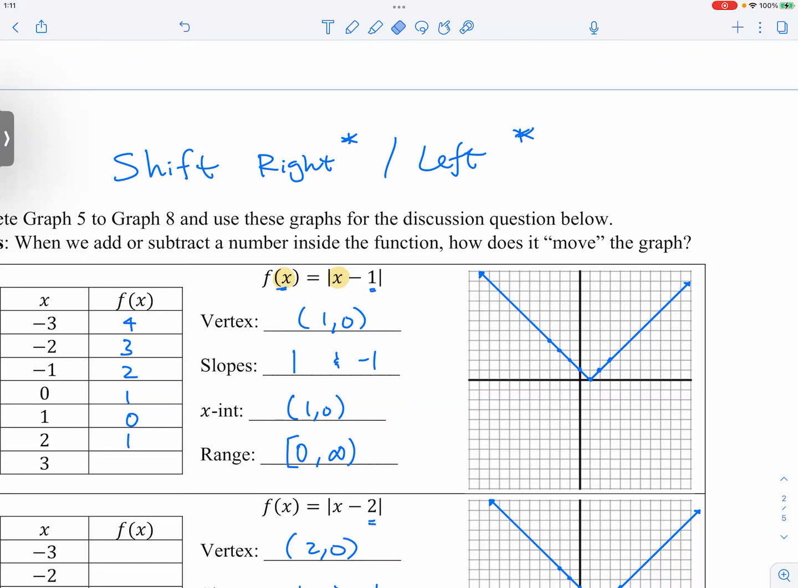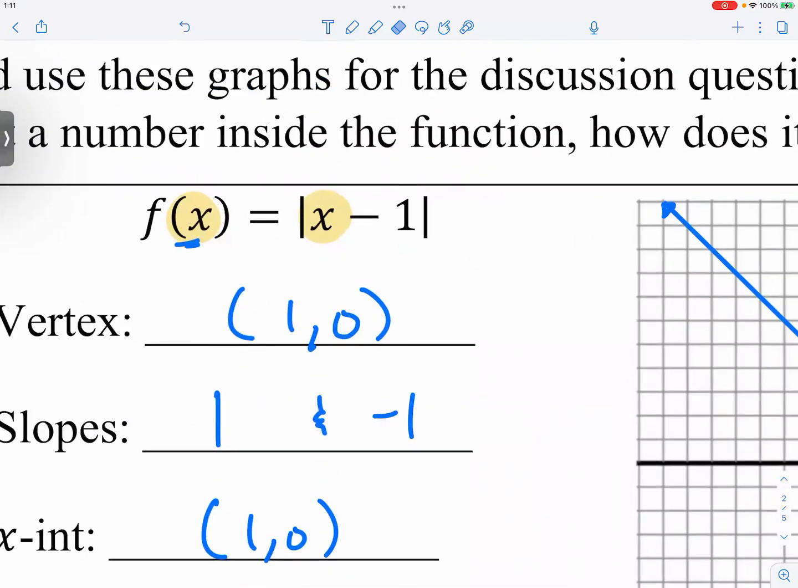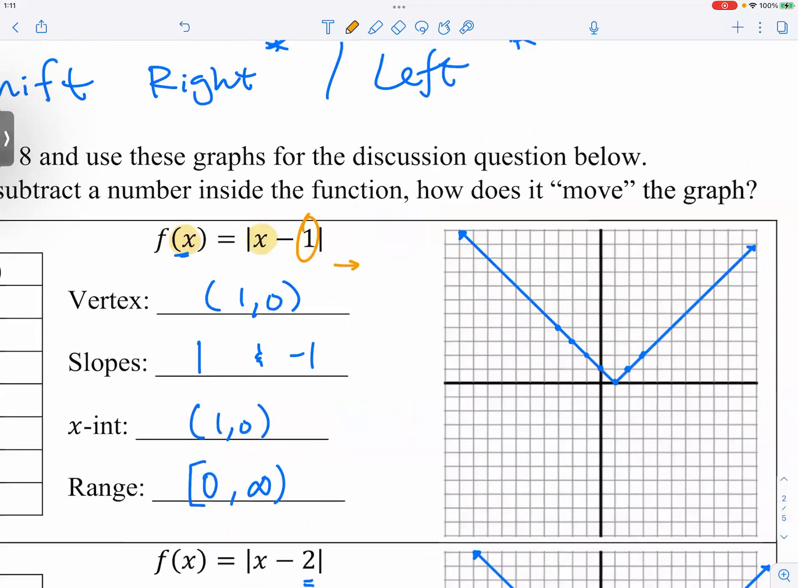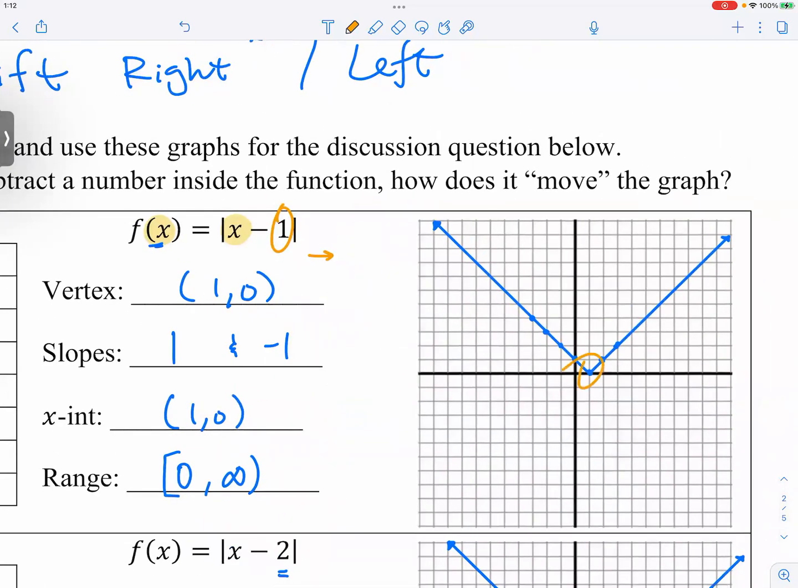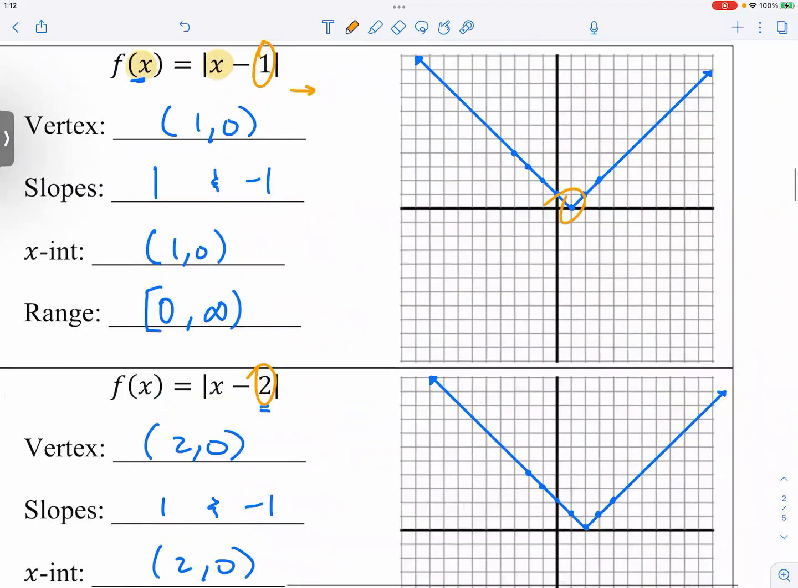And you have to tell your gut that, no, we learned something. X minus 1, you only read this number right here. So that tells us that we are moving to the right by 1 unit. That's why we have a new vertex right here. So what about x minus 2? That means we are moving to the right for 2 units.